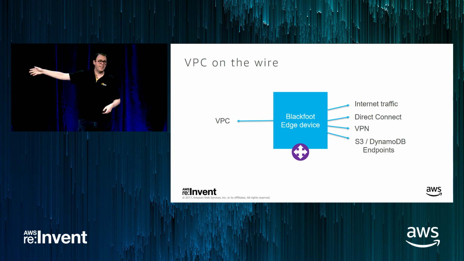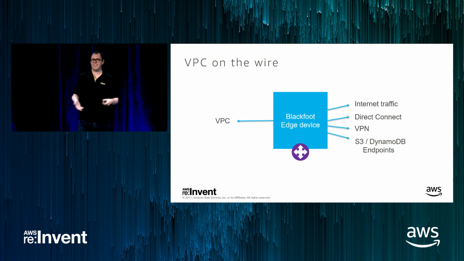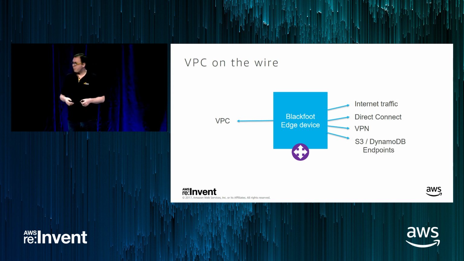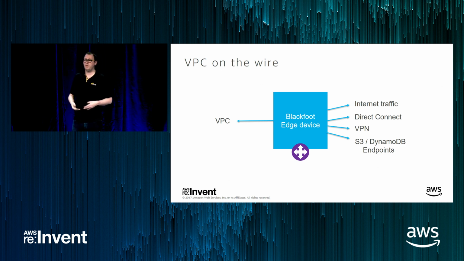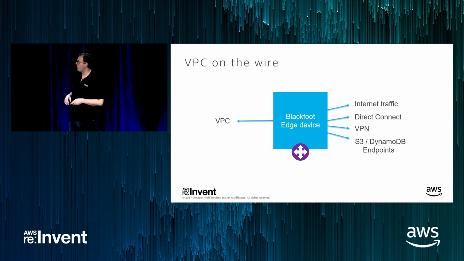With VPN, it goes to a specialized service that does everything VPN needs, like IKE and IPsec and so on, and applies all that. It's also how S3 and DynamoDB endpoints work. If you use S3 or DynamoDB endpoints, that's a technology that essentially lets you connect S3 or DynamoDB directly to your VPC without your traffic needing to traverse the internet or a backbone.